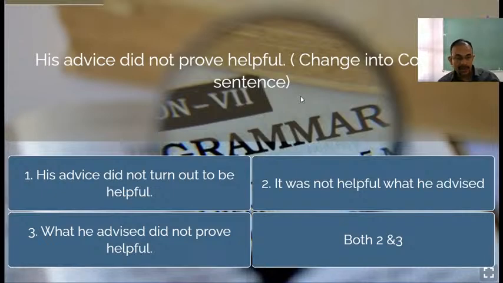Anusri said 3. What he advised did not prove helpful. Okay. What about the rest of you? Let me check. Please respond to me. I am waiting for your answer.